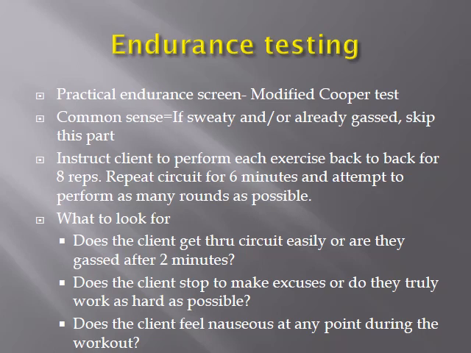What we ask the client to do is perform 4 exercises back to back for a period of 8 minutes. The idea is you perform 8 reps for each exercise and you try to get as many rounds of that circuit in as possible in a period of 6 minutes. The way I explain it is if you're able to get 3 rounds in week 1, that's your baseline. If you can get 6 rounds in week 3, you've gotten in much better shape because you've doubled your work capacity. All right, so that's the idea.